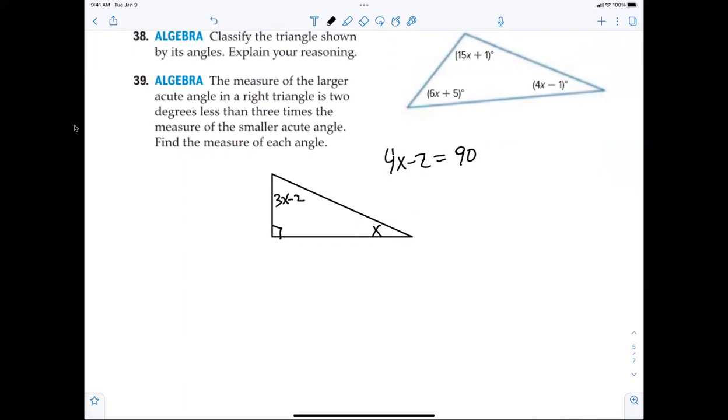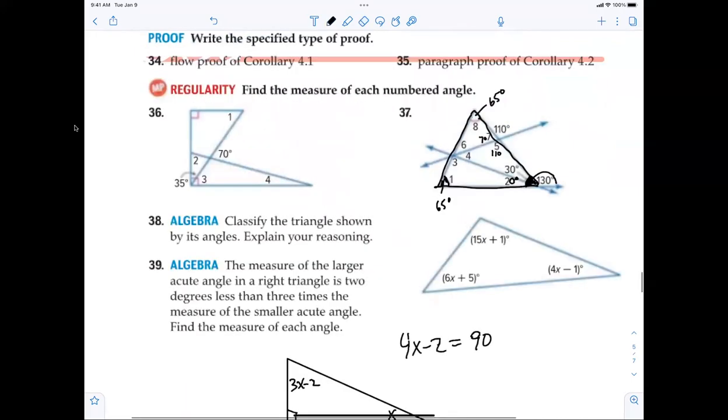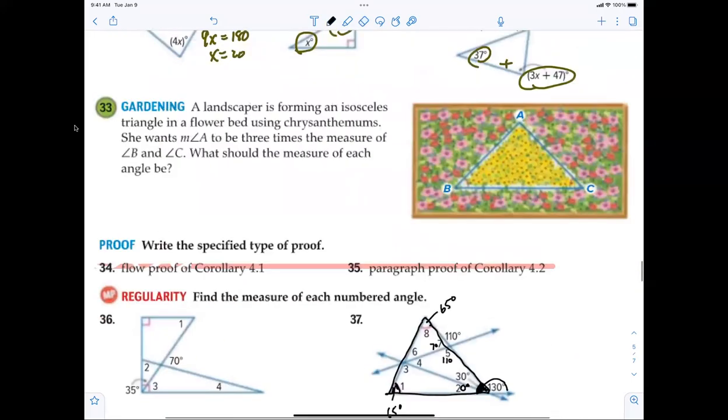Anybody else? 33. Good for you, buddy. 33. The landscape is forming an isosceles triangle.